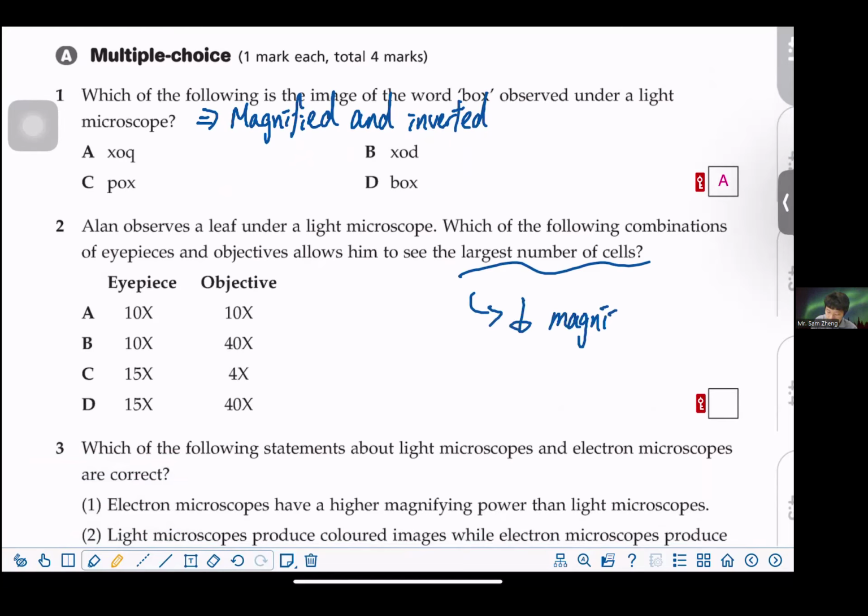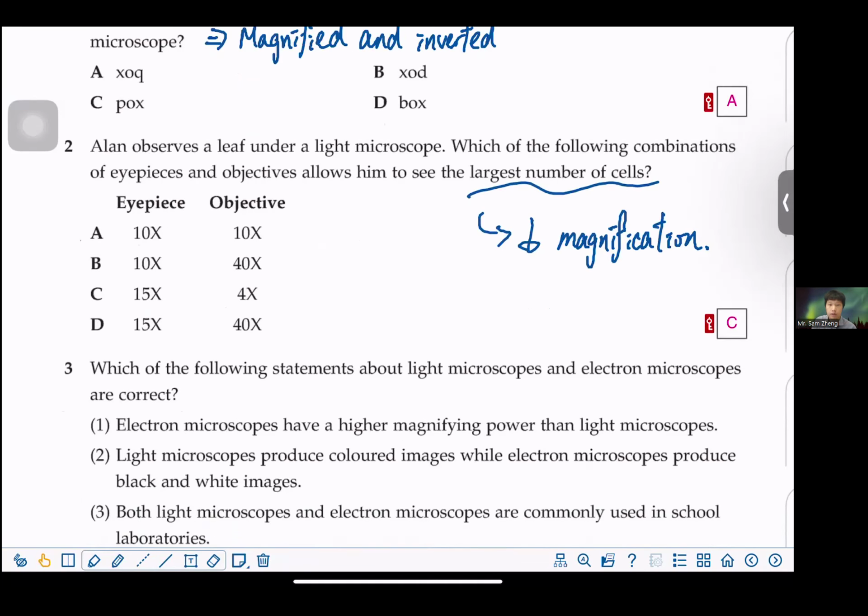So we need to find the one having the lowest magnification. Then in this case, it will be C.